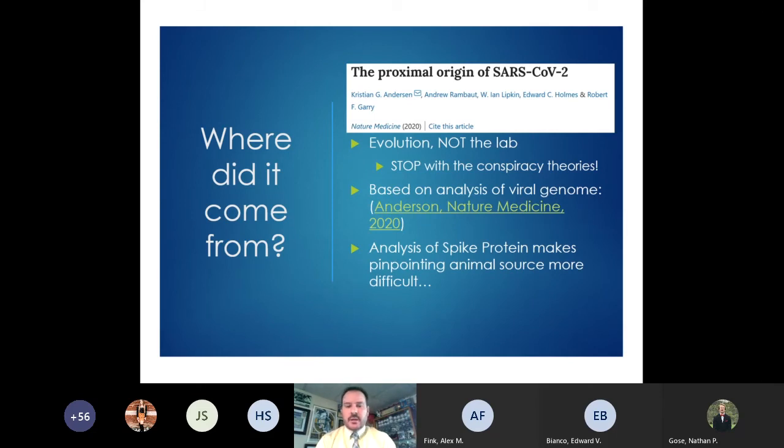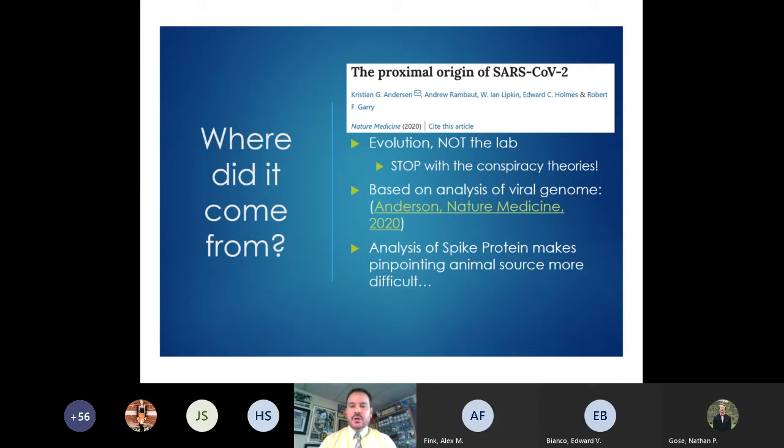Now, a new paper has come out here in the last week or so that talks a little bit more about the origin. One important thing about this paper is its conclusion, and it's very clear that this virus was not designed. It doesn't make sense. What we're seeing in the genome of this virus does not lead anyone to believe that this is something that was designed in the lab.